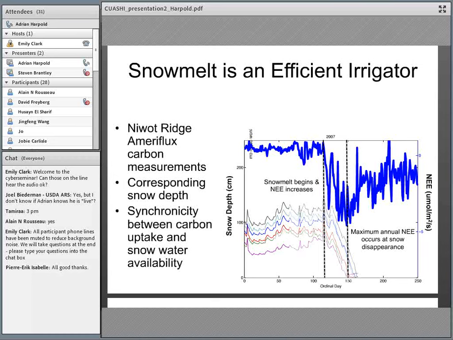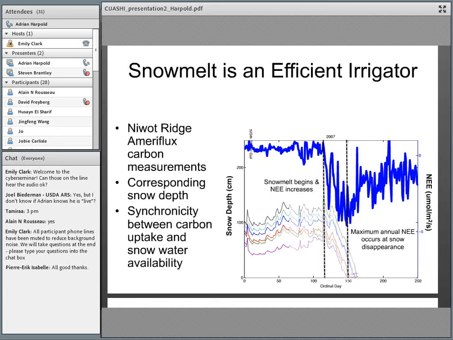But what you're looking at here is the snow depth, those multiple colored lines over the course of a season. And so you can see snow accumulate for several months and then melt out. And the darker blue line is the net ecosystem exchange of this system measured with eddy covariance at a site in Colorado. And what I'll draw your attention to are these two dotted black lines. So when the system begins to see melt at the peak snow depth, that's exactly coincident with when the trees begin to turn on and net ecosystem exchange goes up.